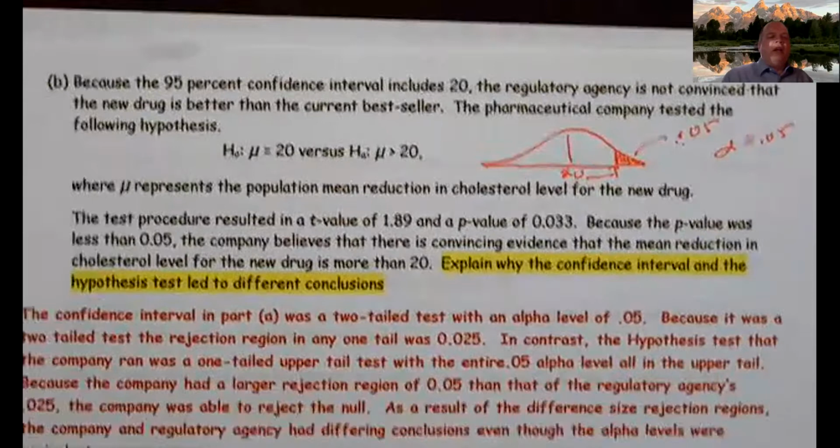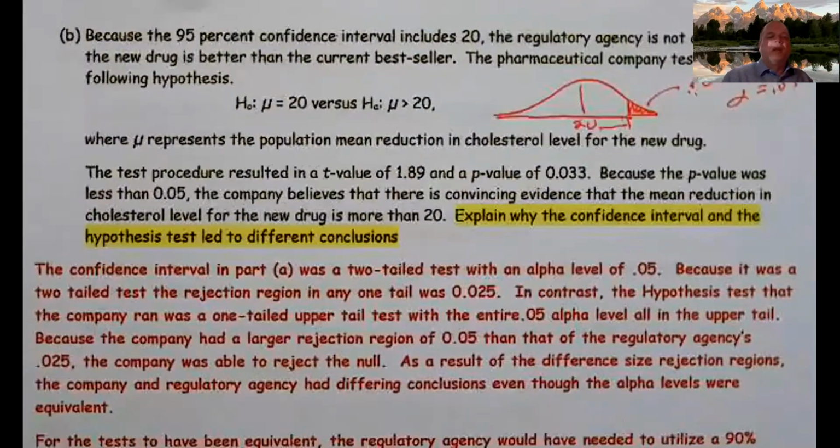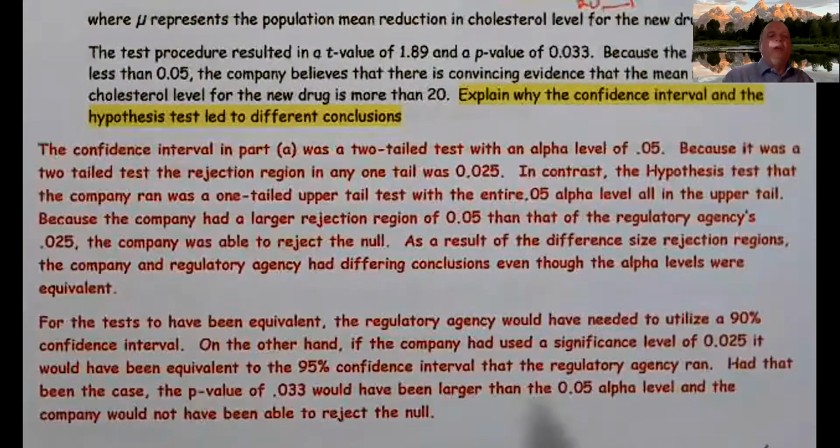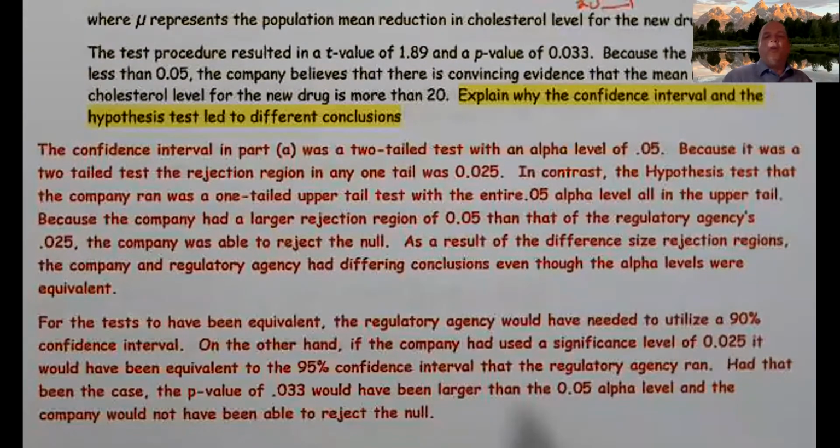So here comes my answer, and it's long. The confidence interval in part A was a two-tailed test with an alpha level of 0.05. Because it was a two-tailed test, the rejection region in any one tail was 0.025. In contrast, the hypothesis test that the company ran was a one-tail upper tail test with the entire 0.05 alpha level all in the upper tail. Because the company had a larger rejection region of 0.05 than that of the regulatory agency's 0.025, the company was able to reject the null. As a result of the different sized rejection regions, the company and regulatory agency had different conclusions, even though the alpha levels were equivalent.